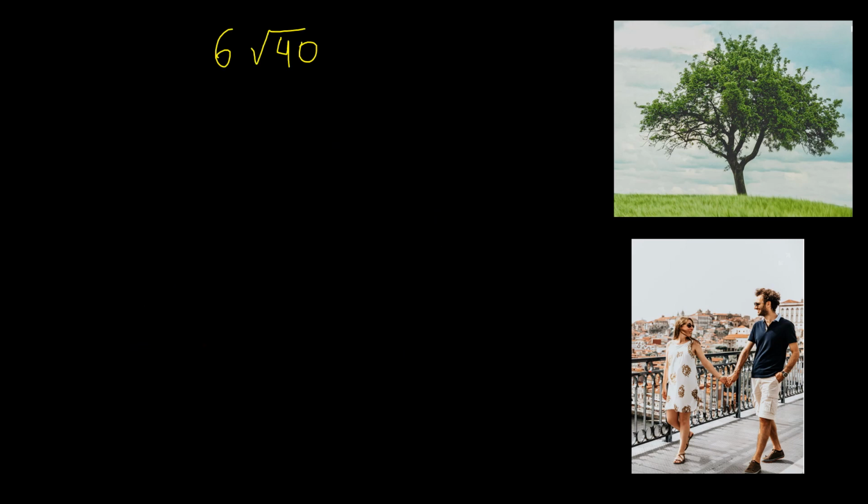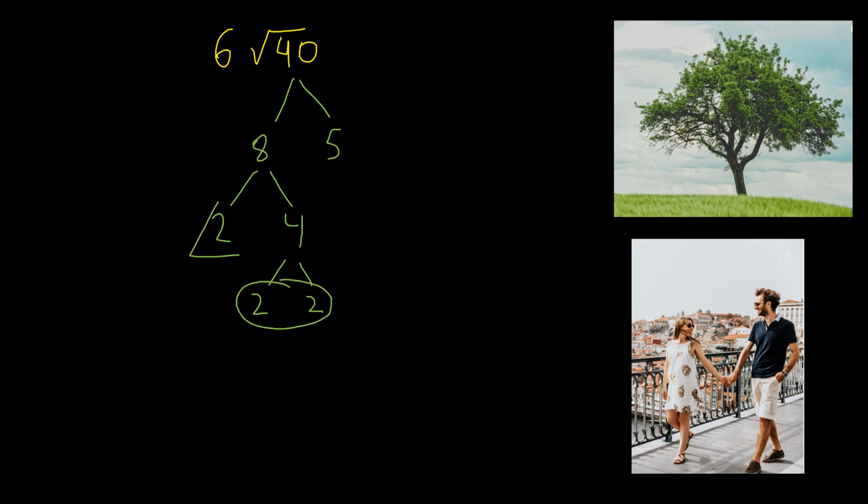Let's look at this example. This one's a similar idea. We draw our tree. So we go 8, 5, 2, 4, 2, 2. So we circle all the ones that are dating. These two are dating, and I know this one's single. I know this one's single.